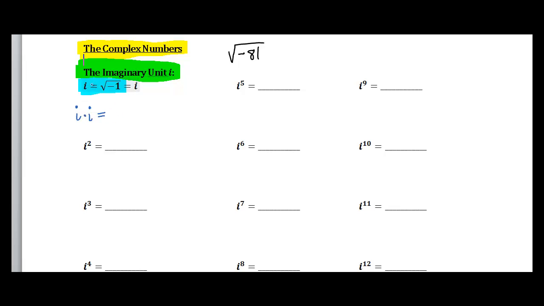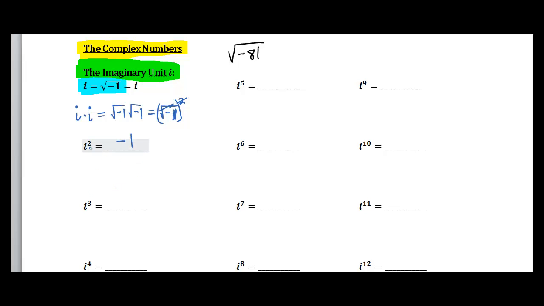Well, since i is given by the square root of negative 1, I'm doing the square root of negative 1 times the square root of negative 1. That's the same thing as the square root of negative 1, squared. And if I square that square root, we said before that those operations are inverses, so they cancel with each other. So we're going to be left with negative 1. So this tells me that i squared is the same thing as negative 1.